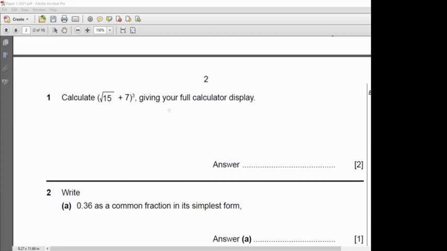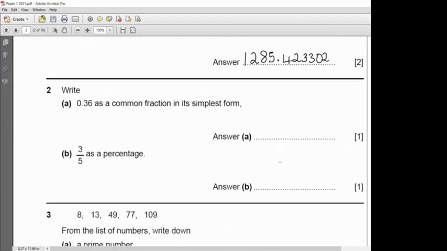And it says give your full calculator display. So on my calculator, I have 1,285.4233 and 02. So this one is just testing your ability to use a calculator and then write down exactly what you see. So the next question, number 2, write 0.36 as a common fraction in its simplest form.